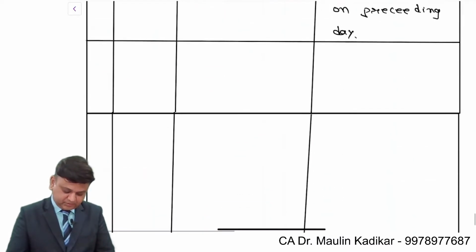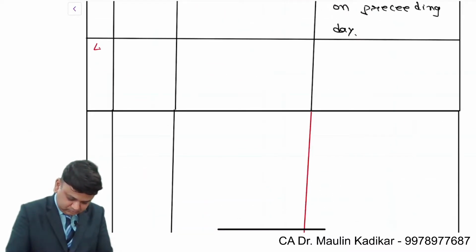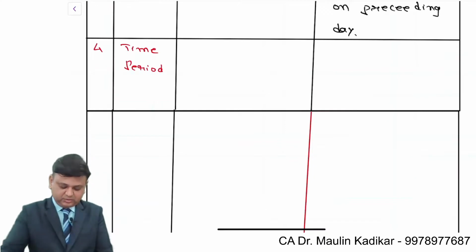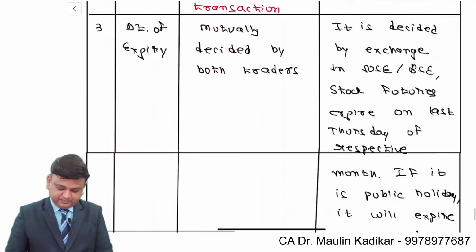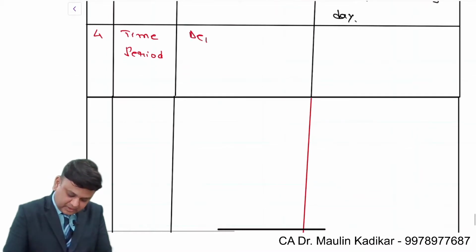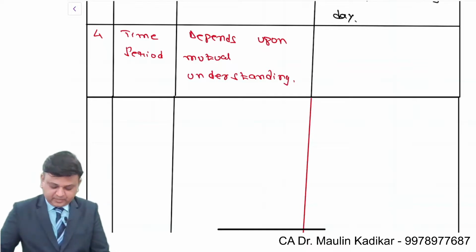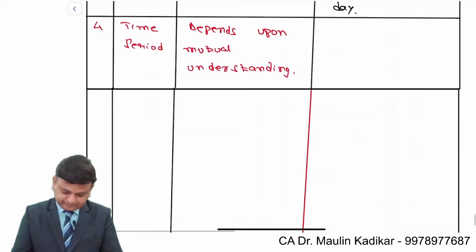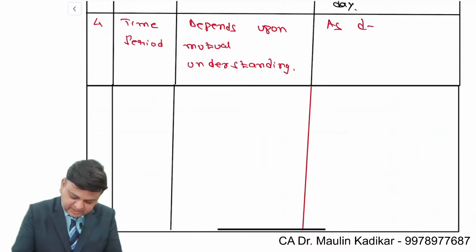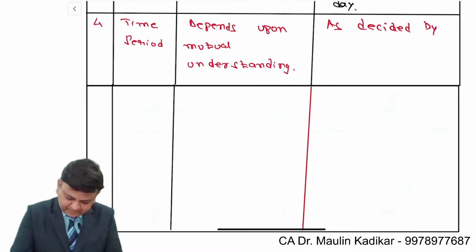Next, fourth, time period. In the forward column, write down: depends upon mutual understanding. In case of the futures, write down: as decided by exchange.